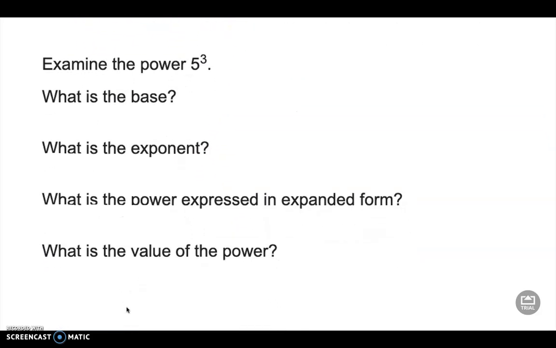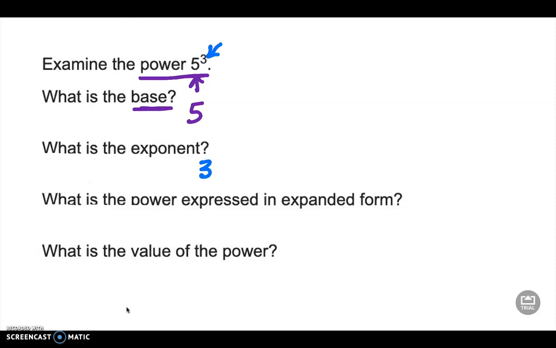Next, we're going to examine the power of 5 to the third, and we're going to go step by step. So what is the base? Well, the base is this number right here. That's what is going to be repeated multiple times. So the base is going to be 5. The exponent then is how many times we're going to repeat it. So the exponent is 3.